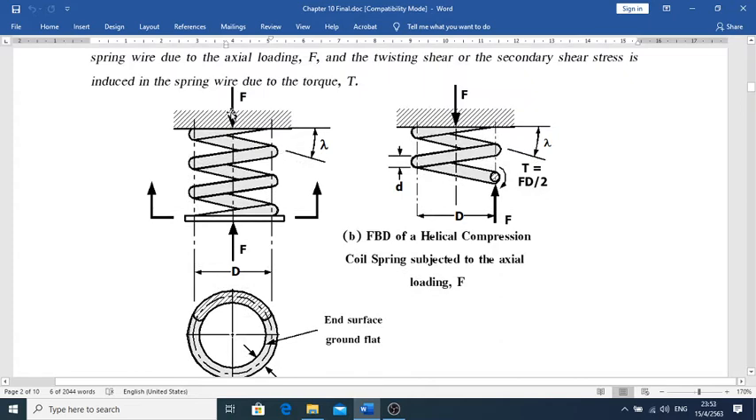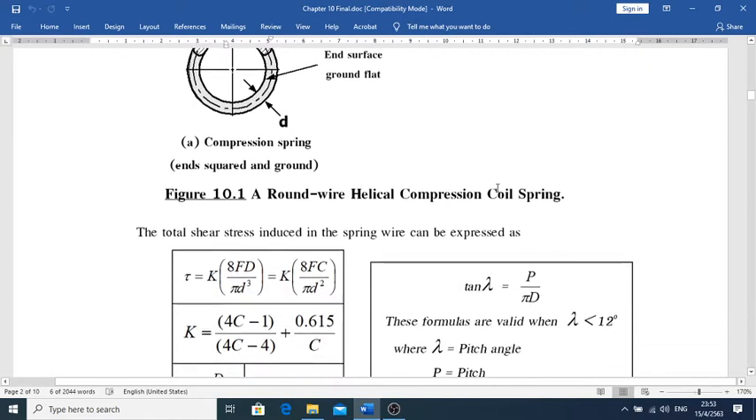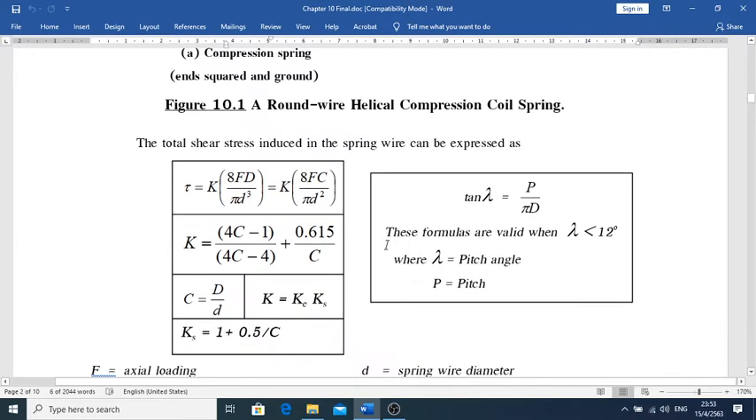Then we apply the force F on the coil spring. If we move the force F to the spring wire, it looks like this. So the formulation shows the tau equal to K times 8 times F times D over pi d to the power of 3, or K times 8 times F times C over pi d squared, and the most important thing is the C term, which is capital D over small d.